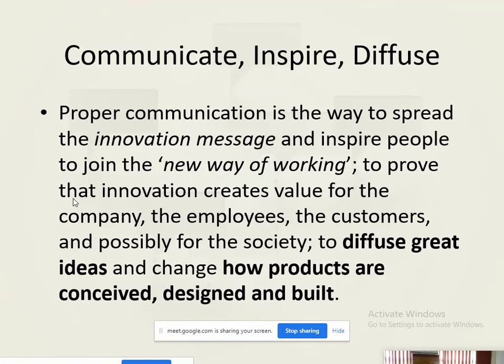So that's why we should have this kind of proper communication, so that we can spread the innovation message and inspire people so that they can think in the new way, to prove that innovation creates value for the company, the employees, the customers, and possibly for the society. This will not help only the company and the employees, and not only the customers. It will be helpful for the society also.